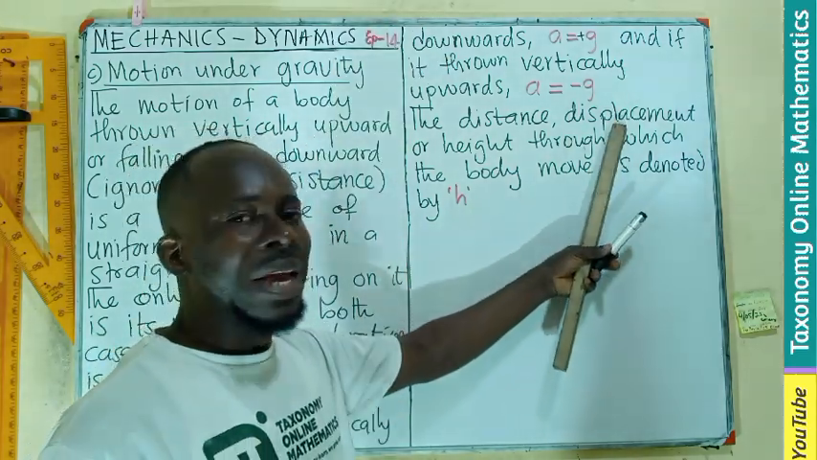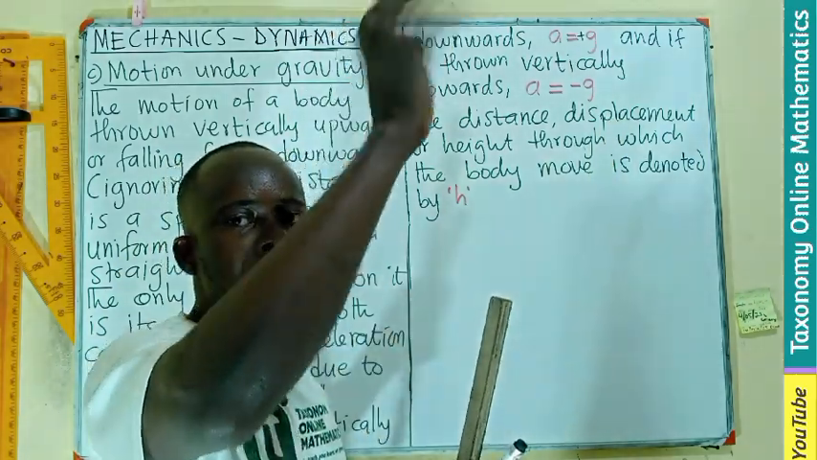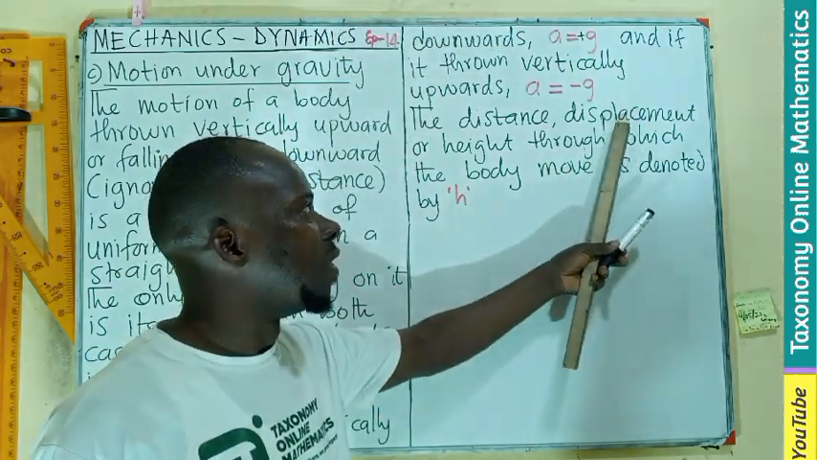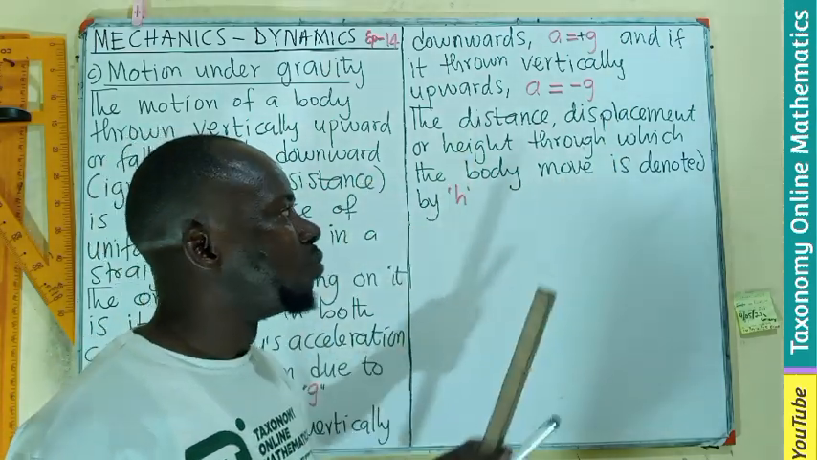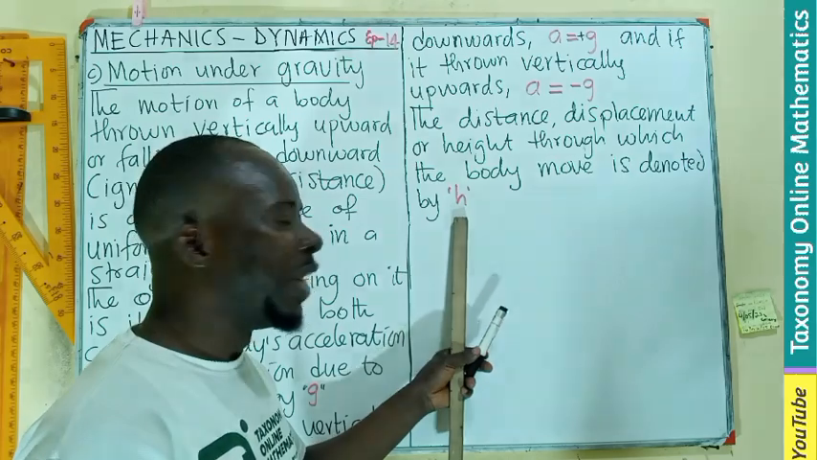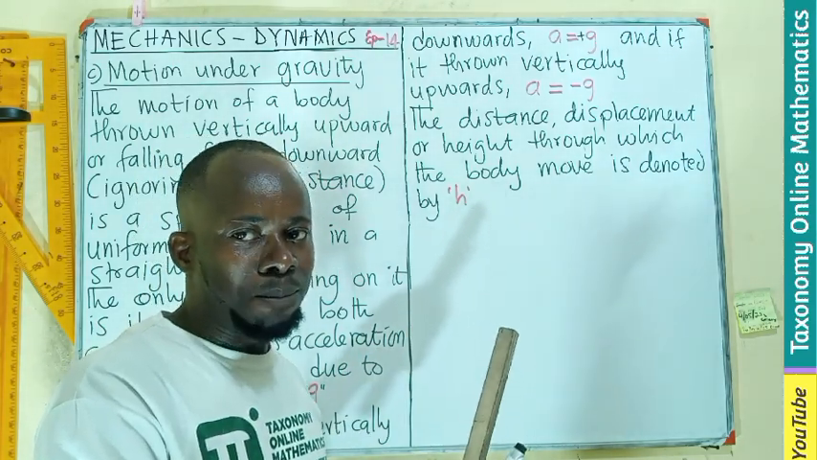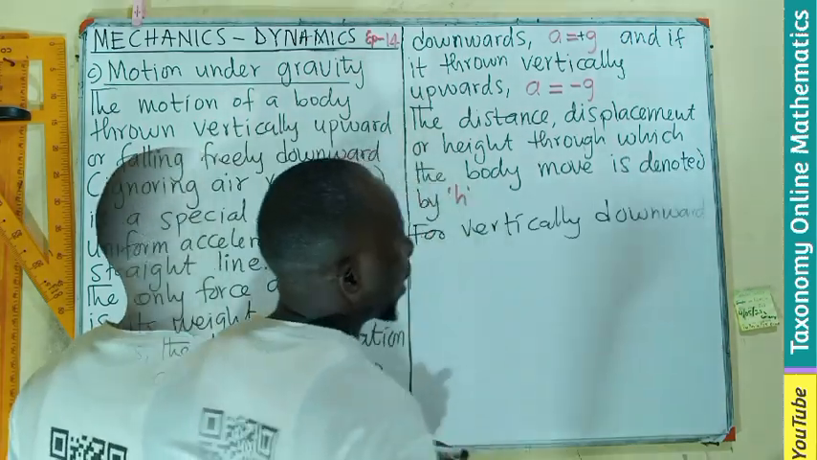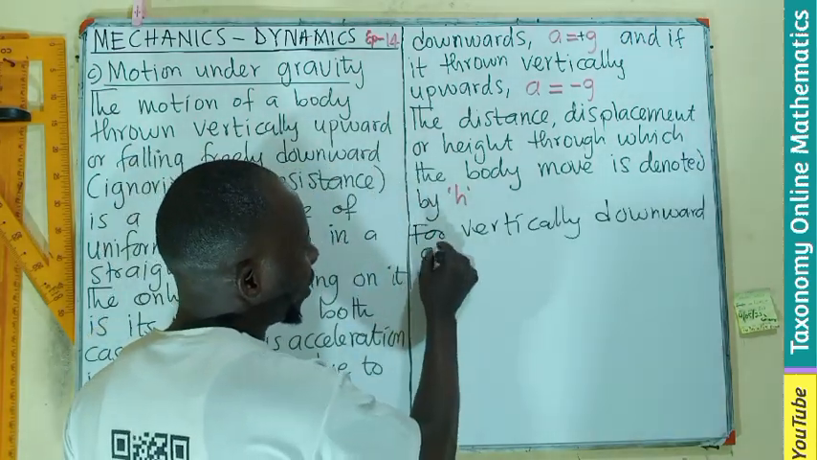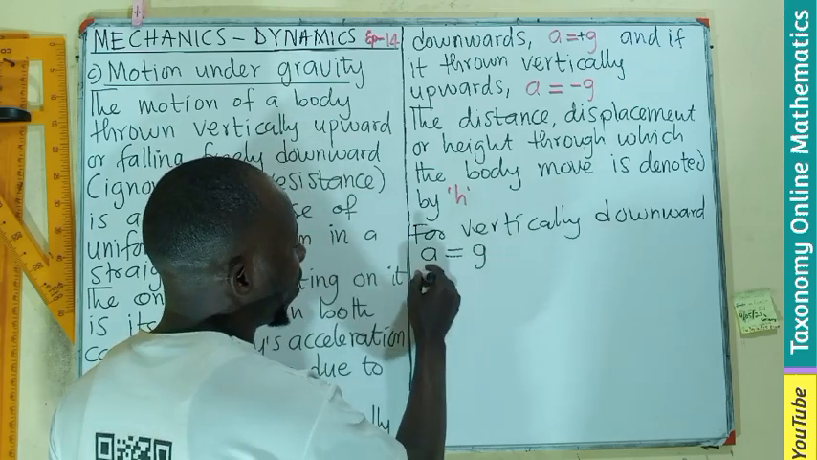The distance that the body is going to cover, by upward or downward movement, can also be taken as the displacement from where it is projected to where it stopped and came back, which is going to be called displacement. Or the height through which the body has moved will be denoted by h, not by s, as in the previous equations of motion. So let's take it one by one. We are going to have a equals g, which is the positive one.